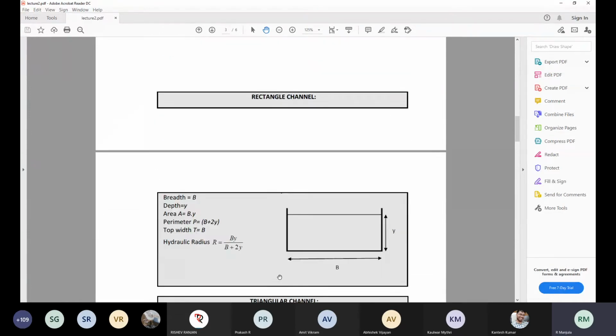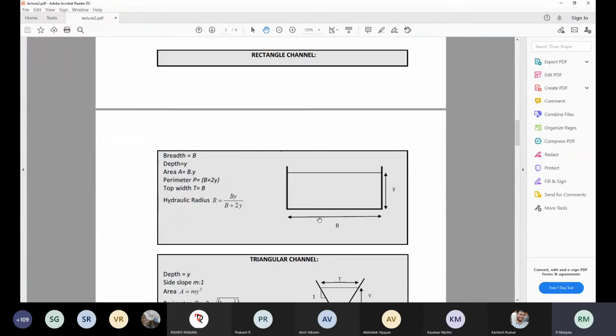Now let us see the rectangular channel. Here you can see B is the breadth of the channel, Y is the depth of the channel. Then what will be your area? B into Y is your area. What is your wetted perimeter? B plus 2Y is your wetted perimeter. And what will be the top width of the channel? T is equal to B.